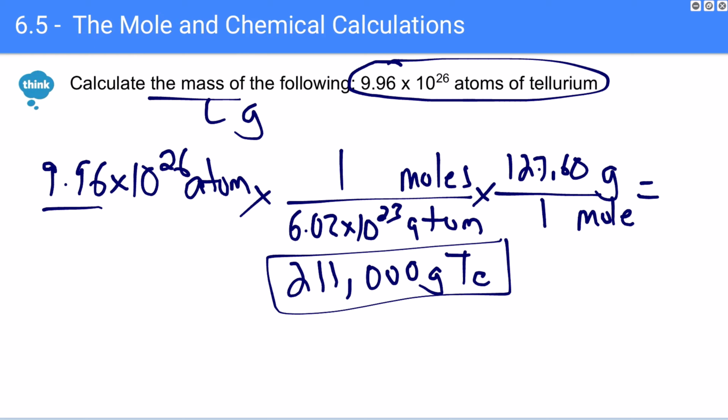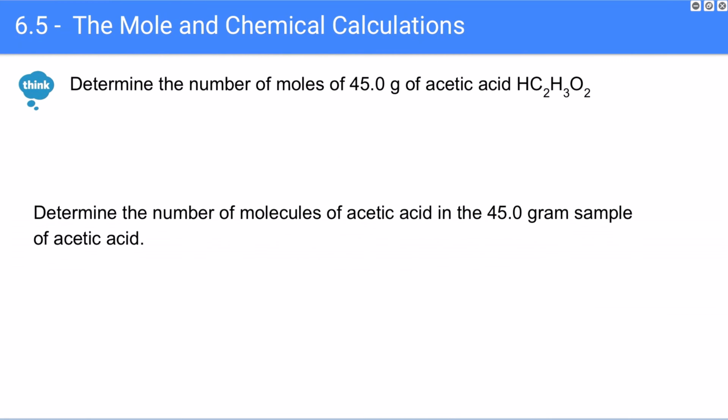So again, one step at a time. Read the question carefully. Know where you're starting, know where you're going. Make sure you can plug these into your calculator correctly. Let's do 2 more here. It says determine the number of moles in 45 grams of acetic acid. We want moles, we're given grams. So start off again with what's given.